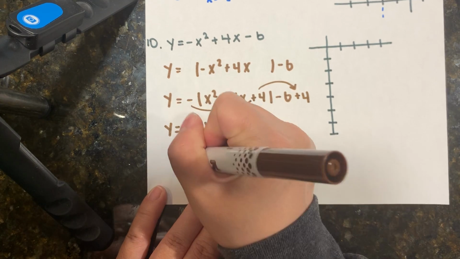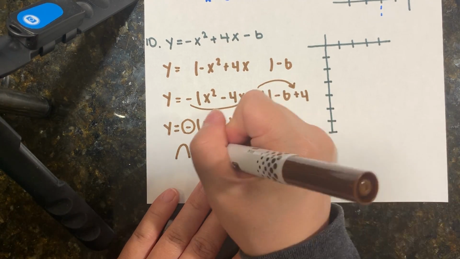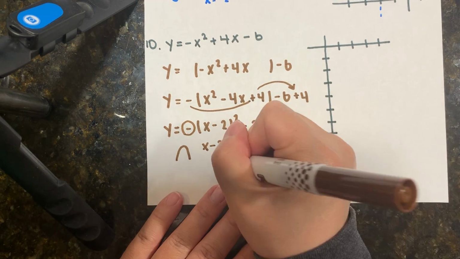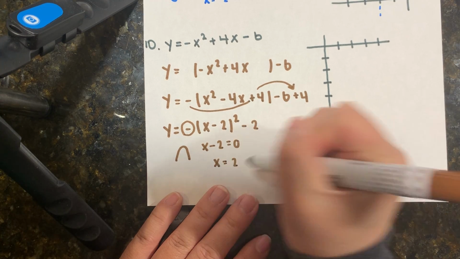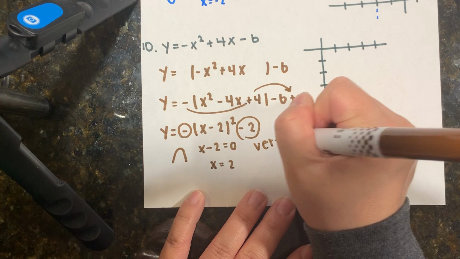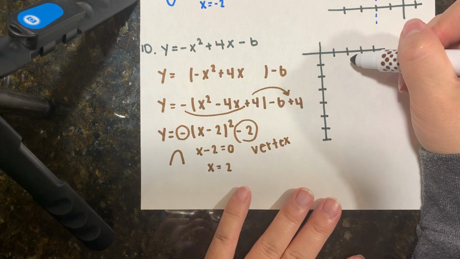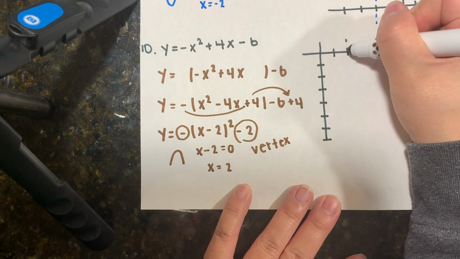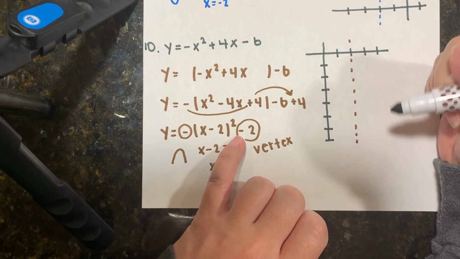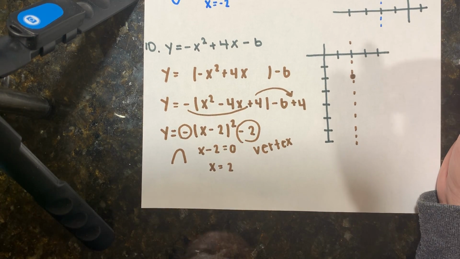This negative sign tells me that my parabola is going to open down like this. The x minus 2 is my axis of symmetry, so I'm going to set that equal to 0, and that gives me x is equal to positive 2. And this is going to be my vertex. So on my chart, at positive 2 on the x-axis, I'm going to put in a dotted line. Then at negative 2, so down 2, I'm going to put my vertex.